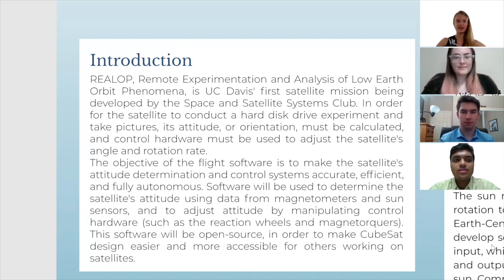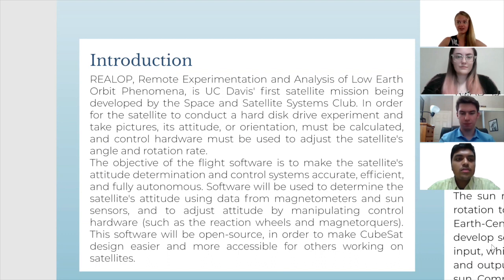So the objective of our flight software is to make the satellite's attitude determination and control systems accurate, efficient, and fully autonomous. Using data from sun sensors and magnetometers, software will be used to determine the satellite's attitude or orientation. It will also be used for attitude adjustment by manipulating control hardware, including the reaction wheels and magnetorquers. The software will also be open source in order to make satellite design easier and more accessible for others in the CubeSat community. We'll be discussing our attitude determination algorithm, Triad, and our control algorithms, BDOT and PID.